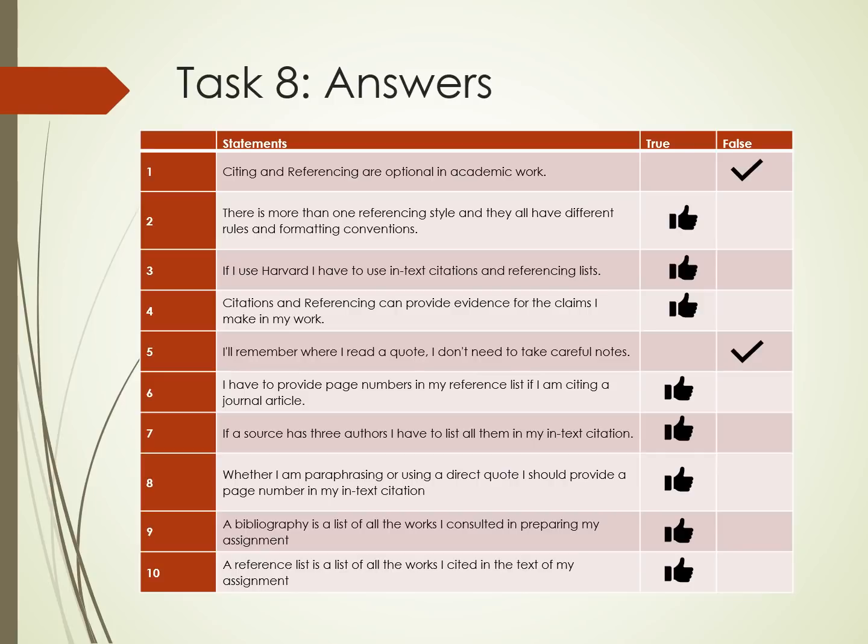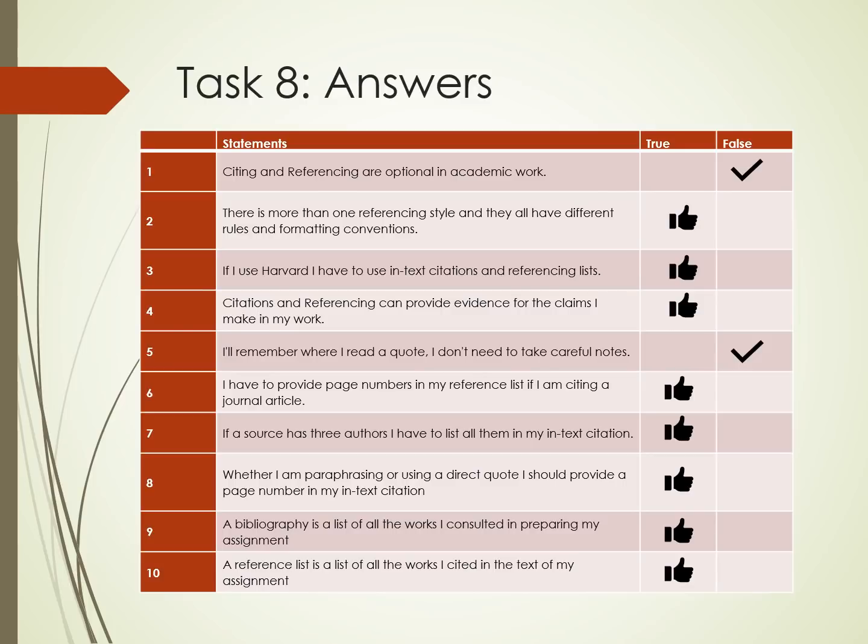Number 5. I'll remember where I read a quote. I don't need to take careful notes. That's false. Your brain might tell you that it's true, but I can tell you from experience that it's false. Number 6. I have to provide page numbers in my reference list if I'm citing a journal article. True. Number 7. If a source has 3 authors, I have to list them all in my in-text citation. True.